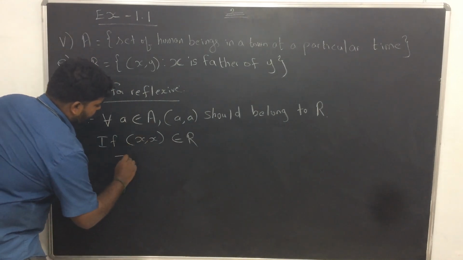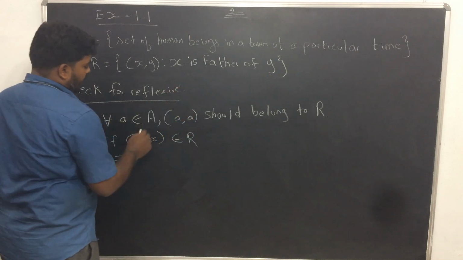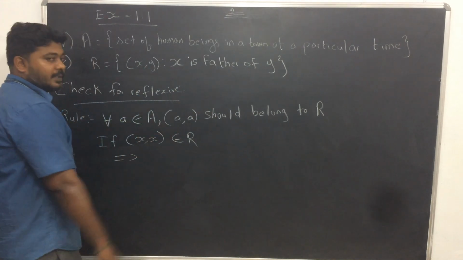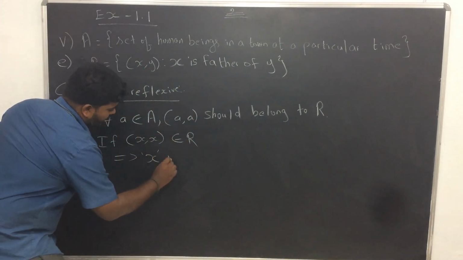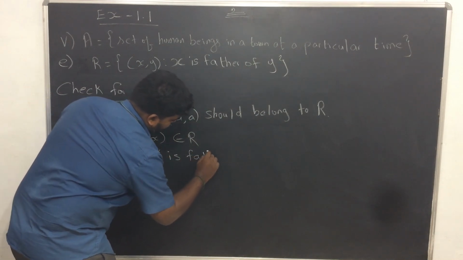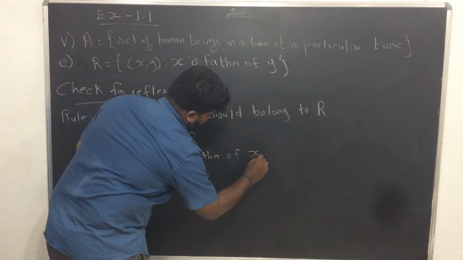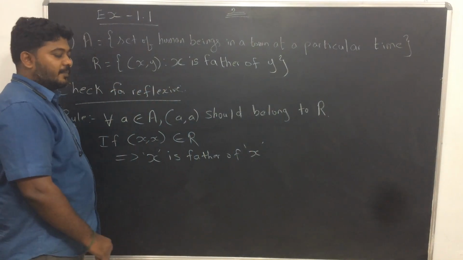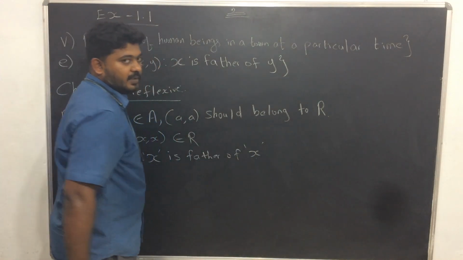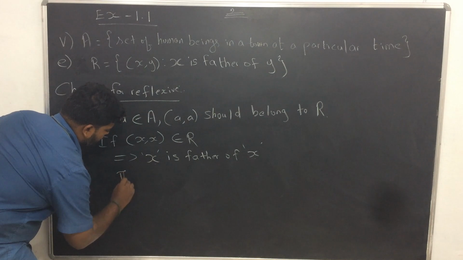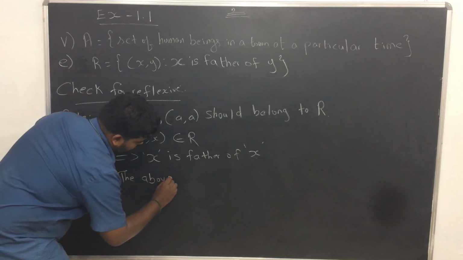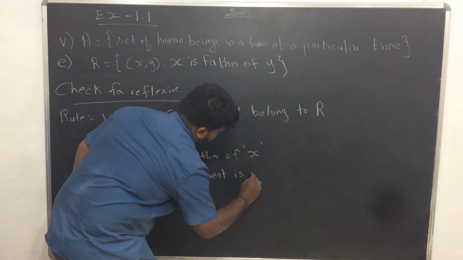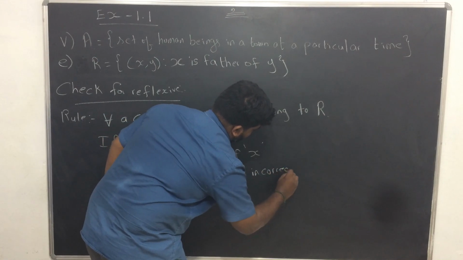In that case, what does it imply? It implies that x is the father of y, that is, x is the father of x. Now, does this statement make any sense? It doesn't make any sense. This statement has no meaning because x cannot be the father of himself. So, the above statement is incorrect. We write that the above statement is incorrect.